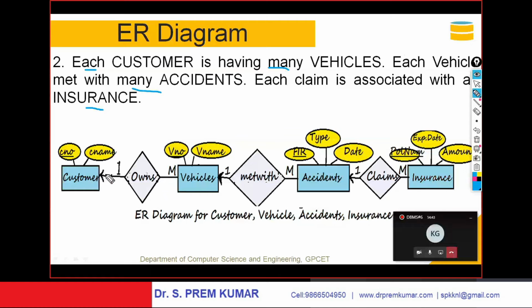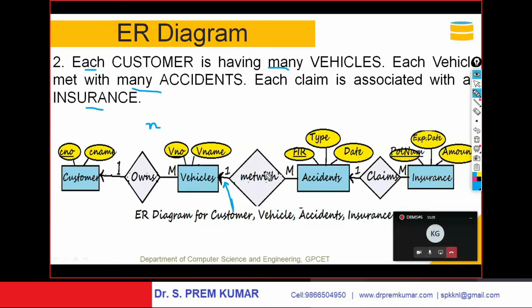You observe carefully. Each customer, there is an arrowhead. Here I am writing 1. Here you don't have an arrowhead. I am writing M, meaning many. Some textbooks write M, meaning many, and some textbooks write N, for N number of vehicles. Each customer owns many vehicles. Each vehicle, you observe the arrowhead here. Each vehicle met with many accidents. One vehicle met with many accidents.